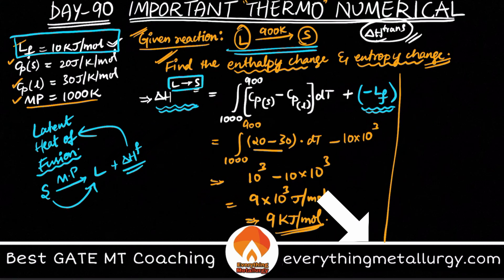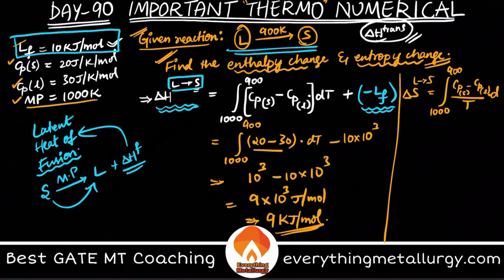We know what entropy is, right? So delta S, again liquid to solid, can be written as the integral from 1000 to 900 of (Cp solid minus Cp liquid) by T dT, and of course here we have minus LF by T. The integral of Cp by T dT is your formula. Even with the heat of reaction, you need to take care of it. But what is this temperature term? That should be the melting point.